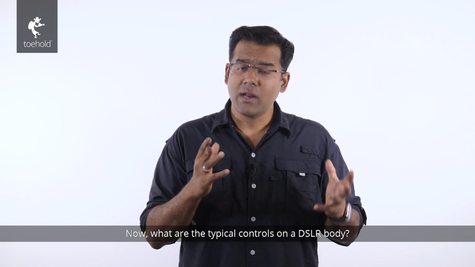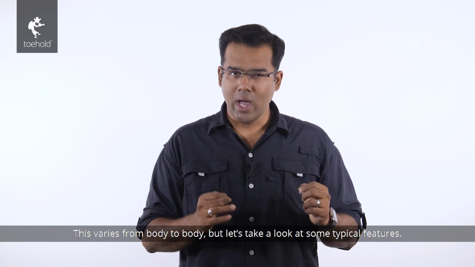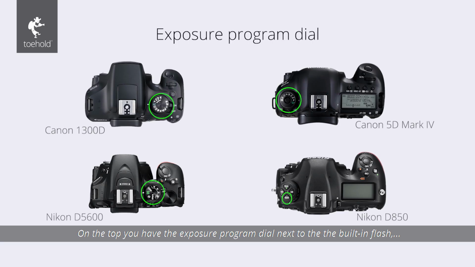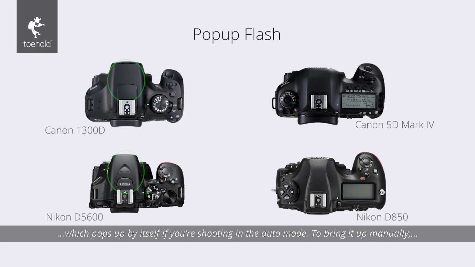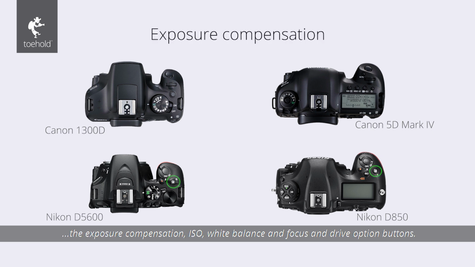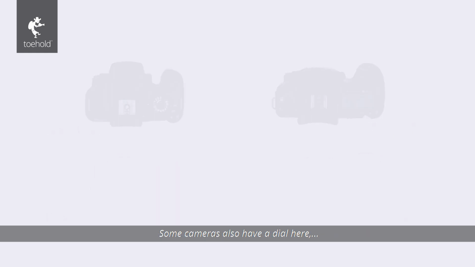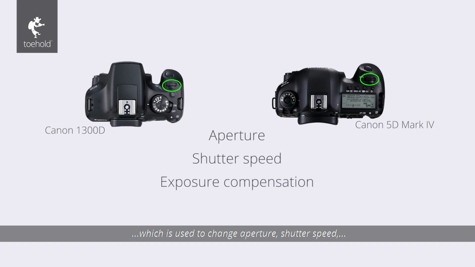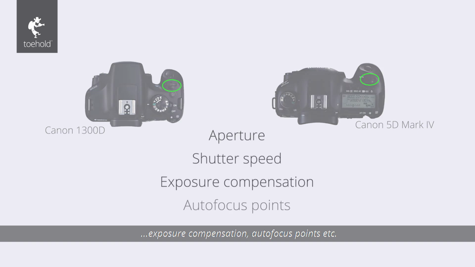Now, what are the typical controls on a DSLR body? This varies from body to body, but let's take a look at some typical features. On the top, you have the exposure program dial next to the built-in flash, which pops up by itself if you're shooting in the auto mode. To bring it up manually, you'll press this button on the left or on the right, depending on which camera you have. You may have the exposure compensation, ISO, white balance, and focus and drive option buttons. Some cameras also have a dial here, which is used to change aperture, shutter speed, exposure compensation, autofocus points, etc.